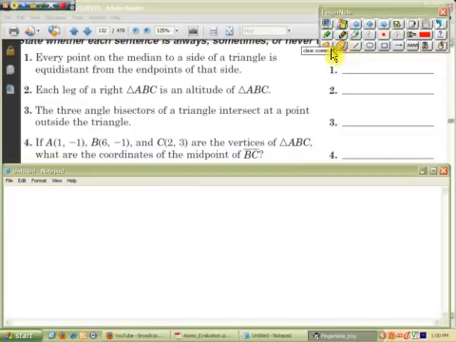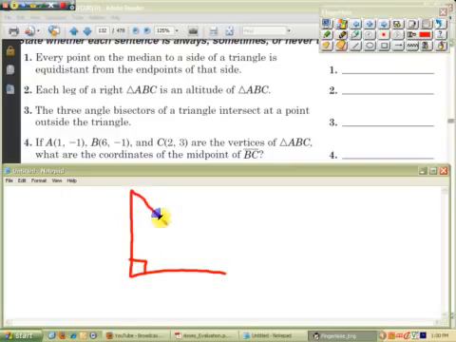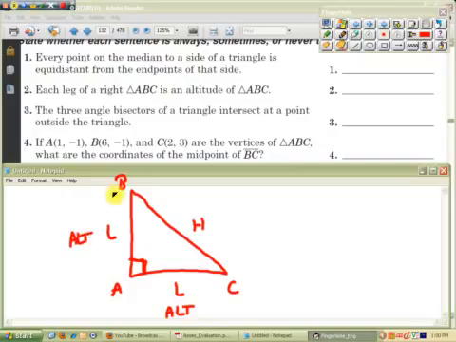Number two, each leg of a right triangle ABC is an altitude of ABC. This is true because if these are your legs, and this is your hypotenuse, because it's a right triangle, then an altitude is a line that goes from a vertex. So let's call the vertices A, B, and C, from a vertex across to the opposite side of the triangle, and it's perpendicular to that opposite side. So each leg here is an altitude. And that's always the case.